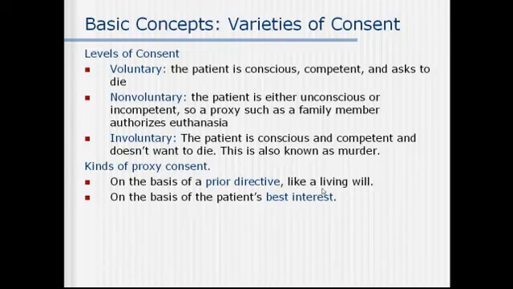Many euthanasia circumstances are not cases of voluntary euthanasia. They are non-voluntary. This happens when the patient is either unconscious or incompetent, so a proxy, such as a family member, has to authorize euthanasia. Now, non-voluntary euthanasia has to be distinguished from involuntary euthanasia. Involuntary euthanasia is when the patient is conscious and competent and doesn't want to die. This is known as murder. This doesn't happen. So we'll ignore that from now on. I put that up here only to emphasize that non-voluntary is not involuntary. And from now on, we will only worry about non-voluntary.